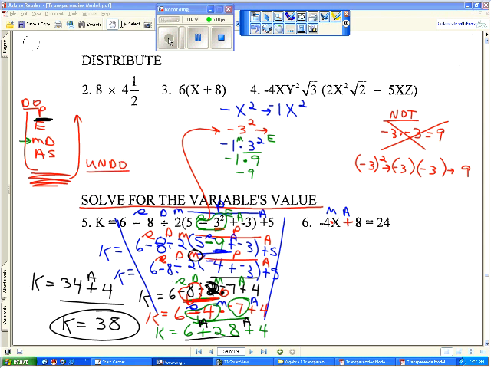So we're going to undo. Which one do you undo first, multiplication or addition? Well, the answer is addition because you're going backwards. So we're going to get rid of 8 positives with 8 negatives. Get rid of addition by subtraction. You get negative 4x is equal to 16. Now we're going to undo multiplication by division. And we get x is equal to negative 4.